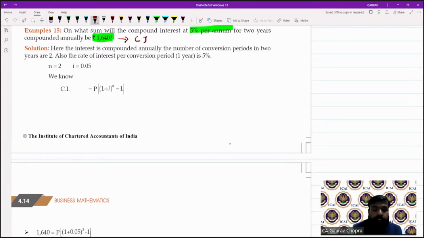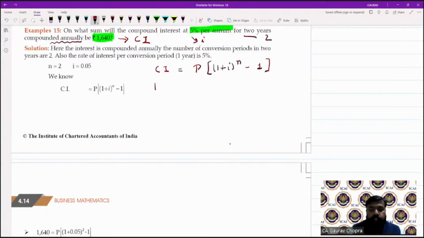This is CI. 5% is the rate and time is 2 years. Since compounding annually is there, no need of conversion. Now we have to apply the formula for compound interest. So for compound interest, we have read the formula: principal is common, then (1 plus i) whole to the power of n minus 1.